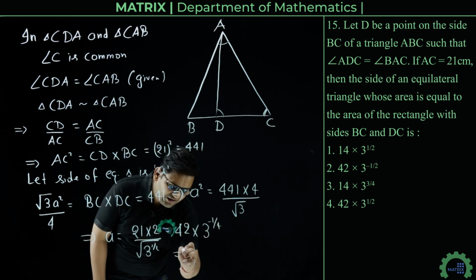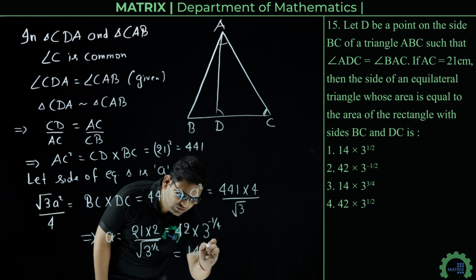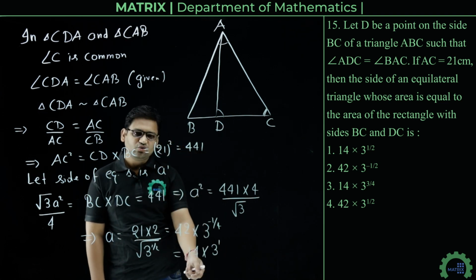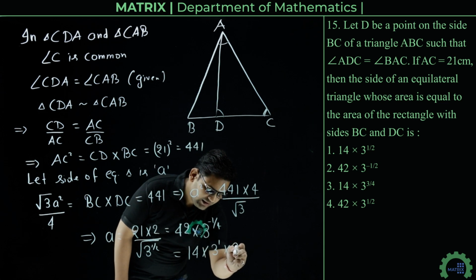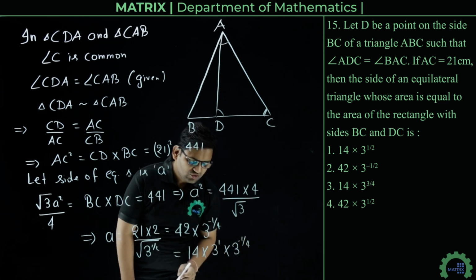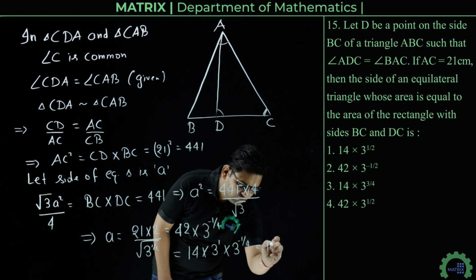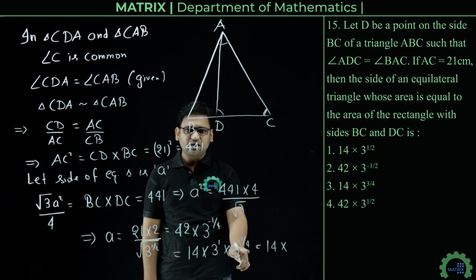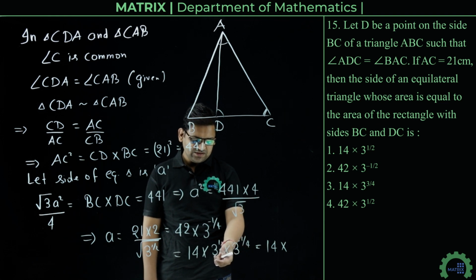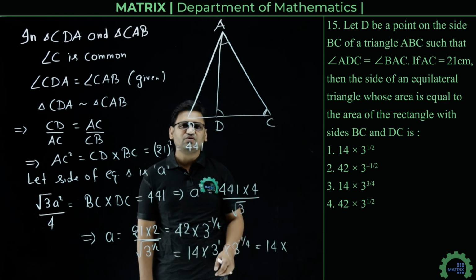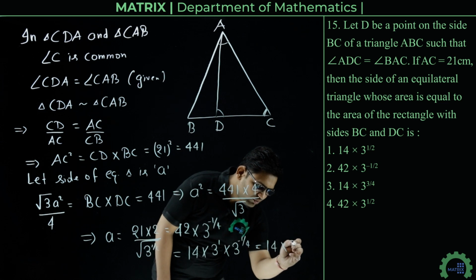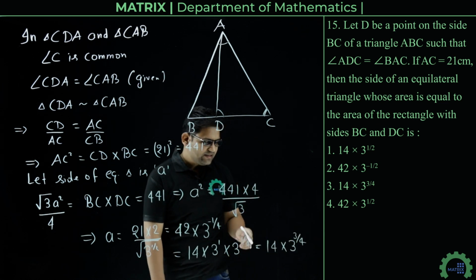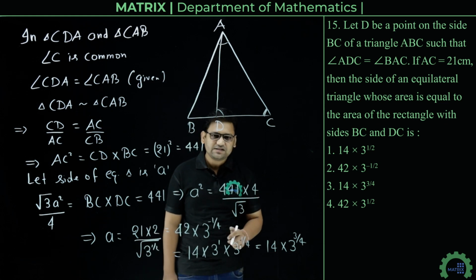Now again we can write 42 as 14 into 3. So this is 14 into 3 raised to power 1, and again 3 raised to power minus 1 by 4. So finally we get 14 into 3 raised to power 1 into 3 raised to power minus 1 by 4. Then by laws of exponents we get 3 raised to power 1 minus 1 by 4, that is 3 by 4. So 14 into 3 raised to power 3 by 4, that is option number 3rd is the correct answer.